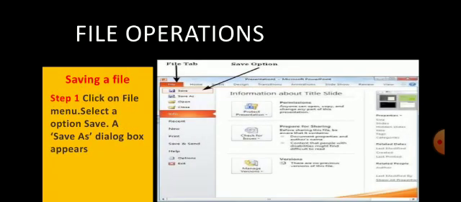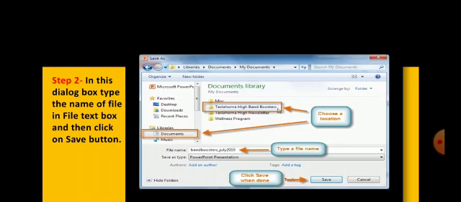Now the next topic is file operation. In a file, we can perform many operations like saving, deleting, opening, etc. If you want to save your file, follow this step. Step first, click on File menu, select the option Save. A Save As dialog box appears. Look at the figure. This is a Save As dialog box. In this dialog box, type the name of the file in the File text box and then click on Save button. Your file will be saved with the extension .pptx.